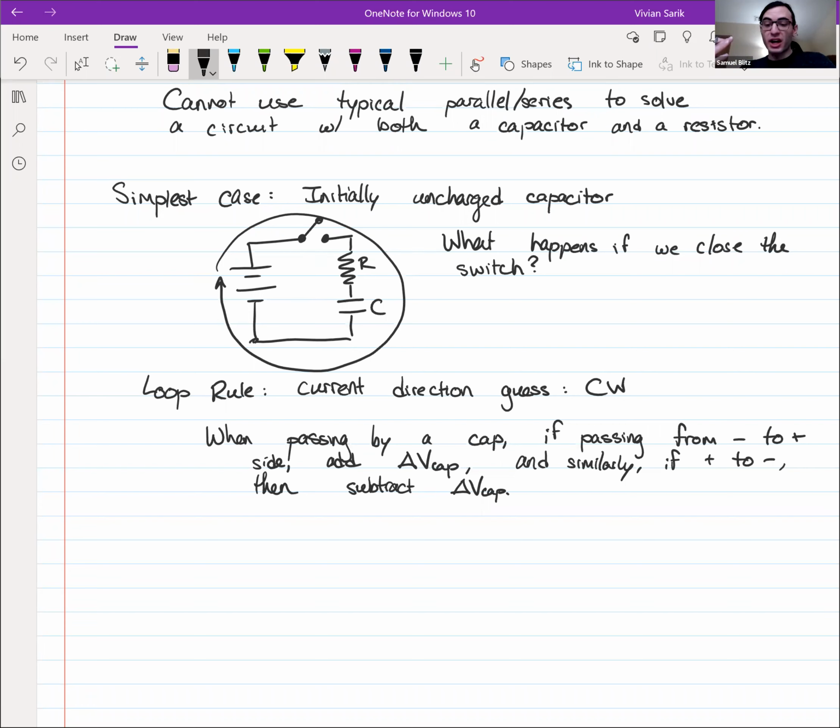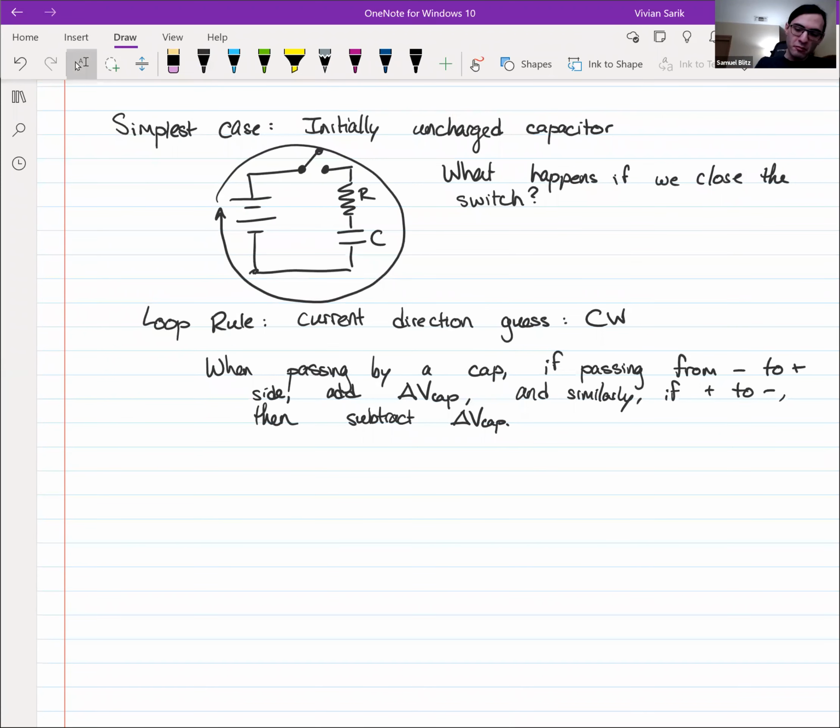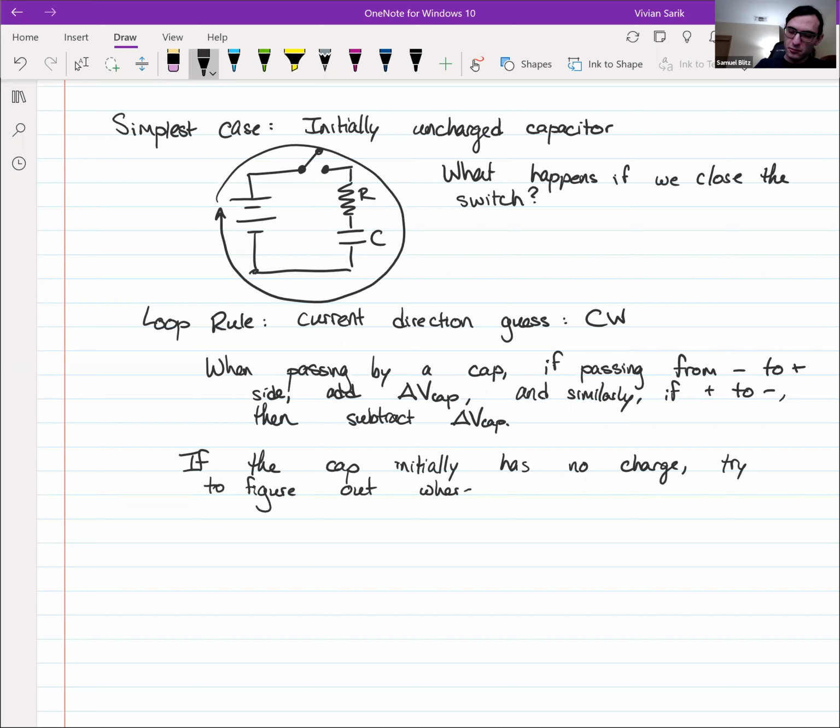So that's fine if the capacitor already has charge. But the question in this case is which is the positive side of the capacitor if it initially has no charge? If the capacitor initially has no charge, all we do is try to figure out where the charge would be if the current was going in the direction that we guessed. And I'll explain that in a minute.